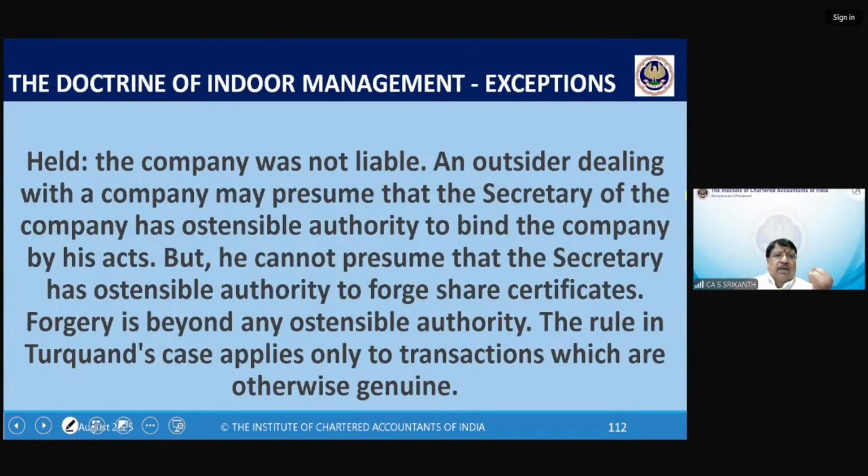An outsider dealing with the company has to presume that the company has ostensible authority. But he cannot presume that the secretary has ostensible authority to forge share certificates. Forgery is beyond any ostensible authority. Ostensible means apparent. Yeah, the secretary has the authority to issue share certificates.